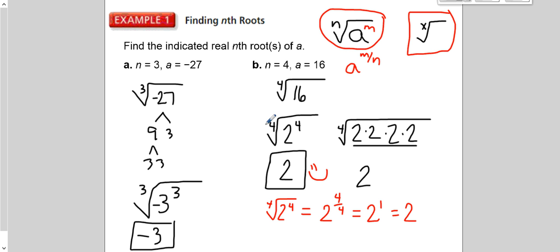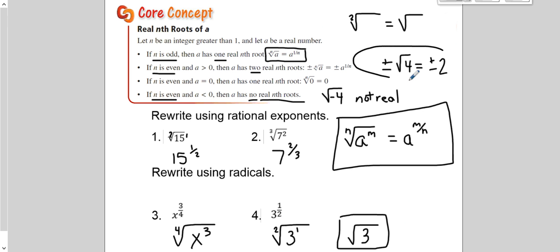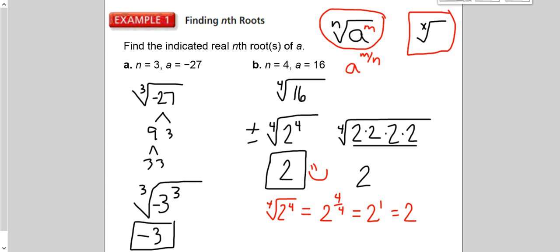I forgot something very important. Backing up. The nth roots. Plus and minus. When n is even, it has two real nth roots. They want us doing both of them. So this is a plus and minus 2, a positive 2 and a negative 2. So we needed to do a plus and minus here.